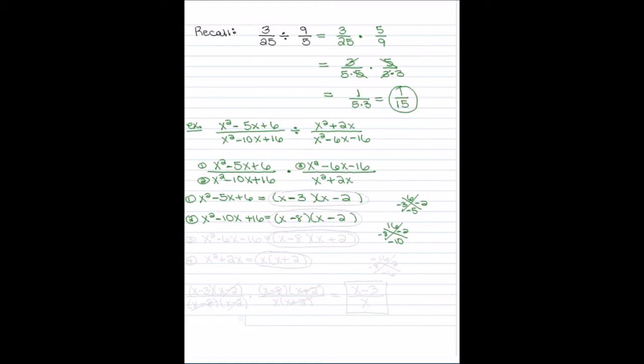For the third polynomial, x squared minus 6x minus 16. And for this one, I need to find numbers that when I multiply, I get negative 16, and I add to get negative 6. That's going to be negative 8 and positive 2. And for the last polynomial, the only thing I can do with this one is take out a GCF. And the GCF is going to be x.